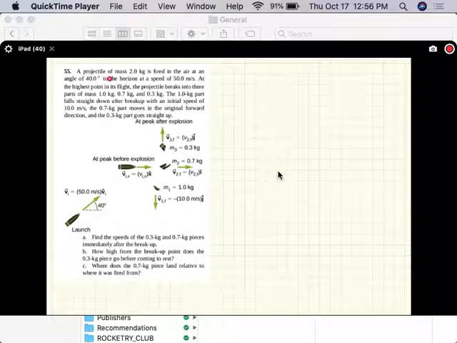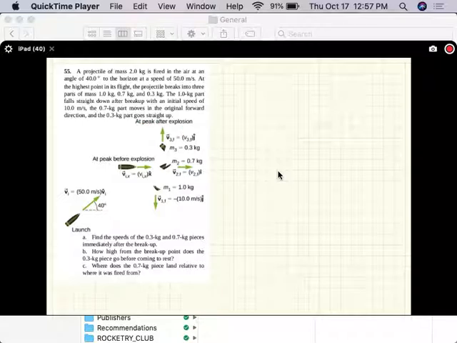This problem says a projectile of mass 2 kg is fired in air at an angle of 40 degrees to the horizon at a speed of 50 meters per second. At the highest point in its flight, the projectile breaks into three parts of mass 1 kg, 0.7 kg, and 0.3 kg. The 1 kg part falls straight down after breakup with an initial speed of 10 meters per second. The 0.7 kg part moves in the original forward direction, and the 0.3 kg mass goes straight up.